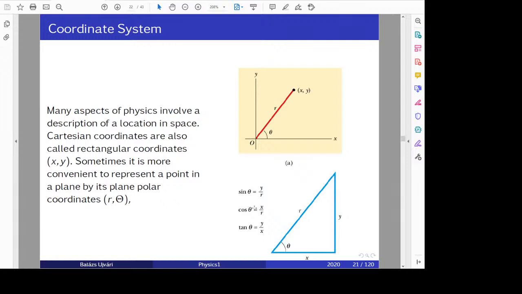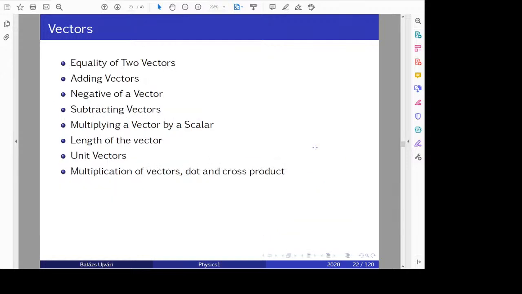How can we quantify it? We always need a coordinate system. Coordinate system means usually we use Descartes or Cartesian coordinate system. In some cases, it's easier to calculate with polar coordinate system or spherical coordinate system, or there are very different coordinate systems. So always we need an origin and axis, and we will calculate with vectors.